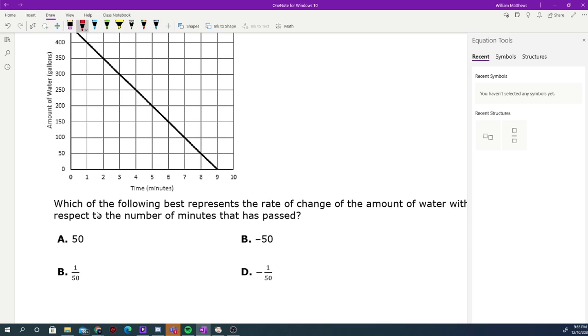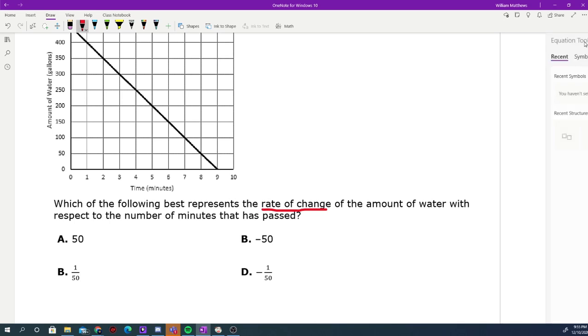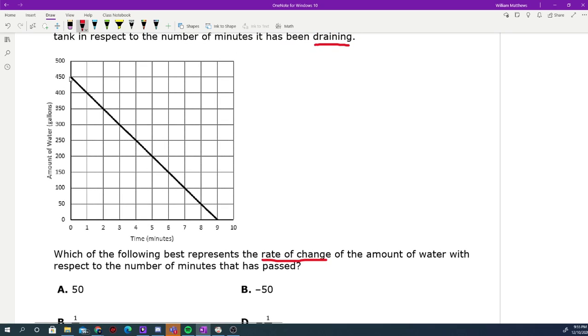So this asks, which of the following best represents the rate of change of the amount of water with respect to the number of minutes that has passed? So when you have a problem like this, you can choose any 2 points. I'm going to choose the last two as they have the smallest numbers of y, and I can see their change. I can describe their change, remembering that I'm going to have the change in my y over my change in my x.